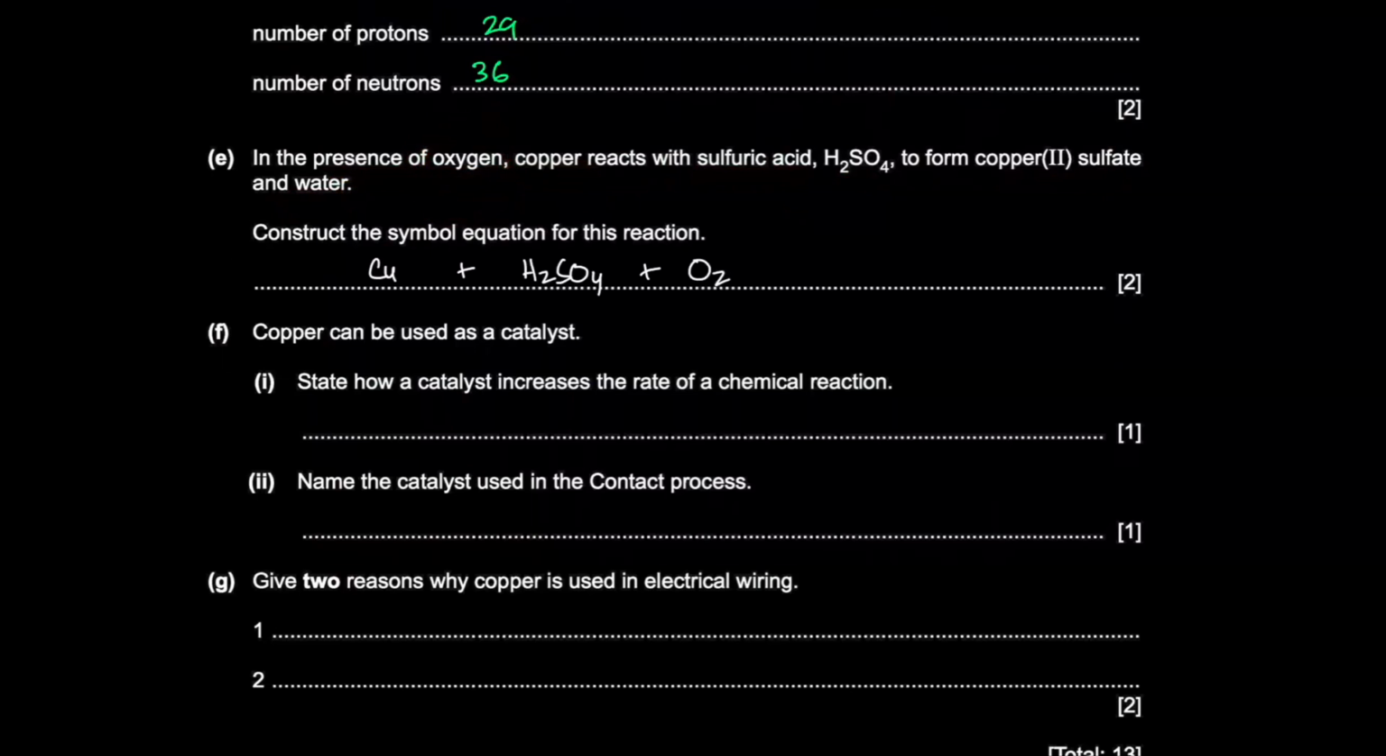All right, and then what do you end up getting? You get copper sulfate and water. CuSO4. Yes, you get CuSO4, that's copper 2 sulfate, Cu2+ and SO4 2-. So CuSO4 and H2O. Okay. And then you have to balance this equation.